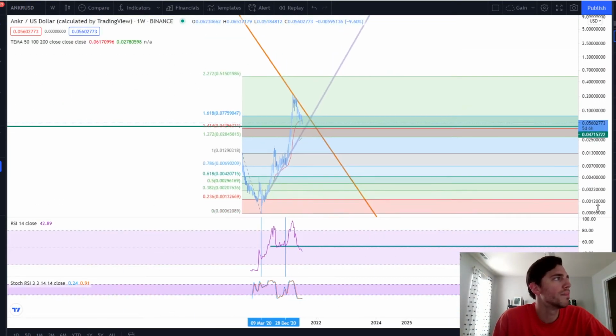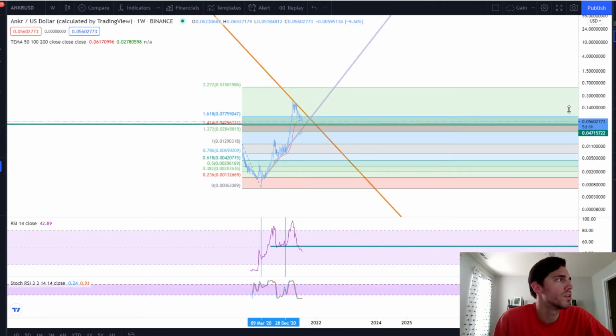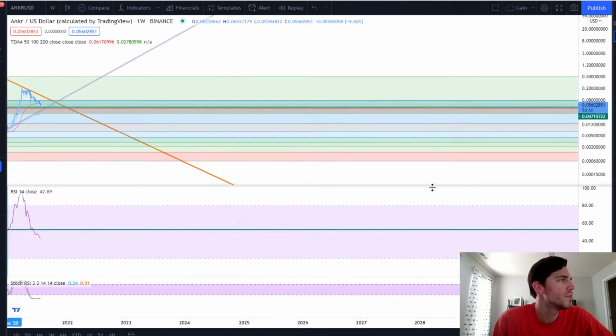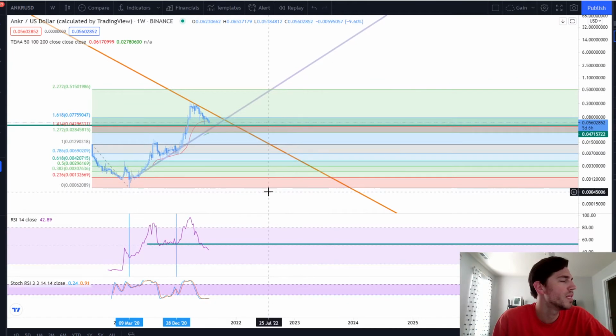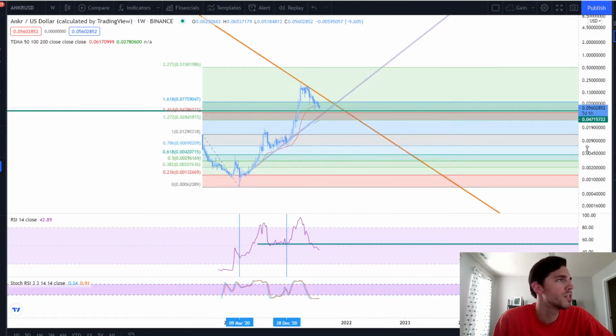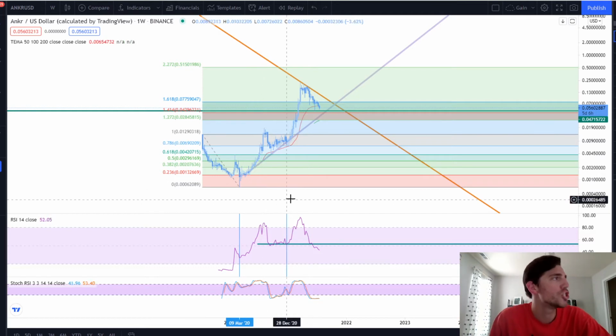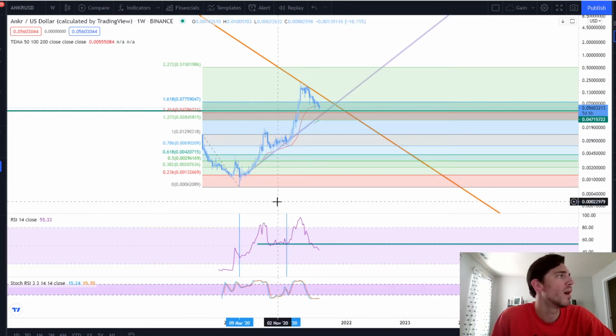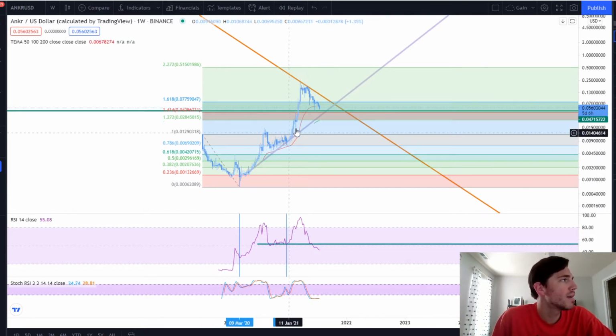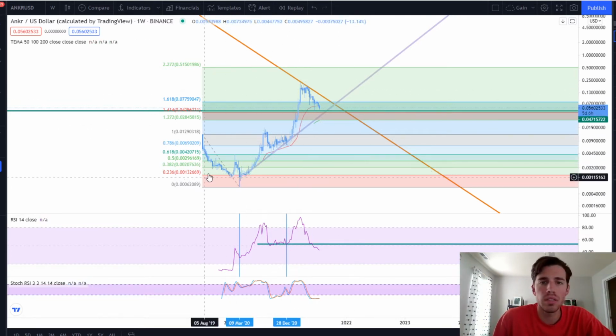Let me just go ahead and zoom out here to the weekly and give you some more in-depth look at what I've got drawn out. My chart here is pretty simple because Ankr's price, in terms of its age, is relatively young. So what I have here is this gray line of support. It's a trend line that I've drawn from the beginning of the COVID crash.